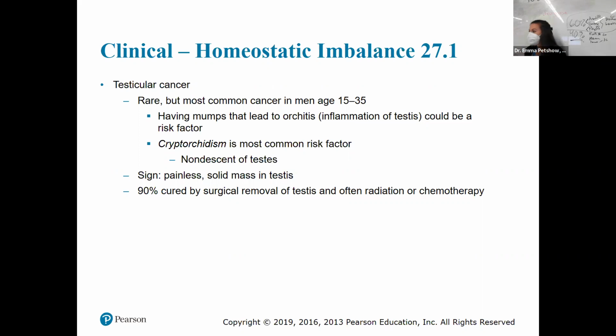A risk factor is also a mumps infection that leads to orchitis, which is inflammation of the testes. They throw in an immune system question, which is always fun. And again, cryptorchidism or non-descent of the testes is the most common risk factor. So you do have this congenital or structural component too. And your clinical characteristic is a painless, solid mass in the testes, typically can be cured with surgical removal or radiation and chemo. But this one's an important one to keep in mind, because I think it's an easy question to try to get you to choose prostate cancer. Prostate cancer is probably the most common cancer.